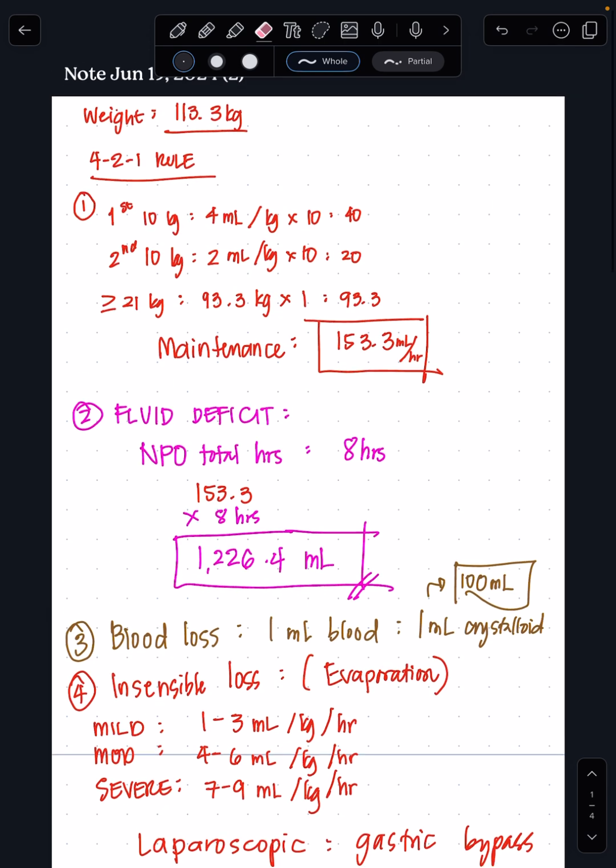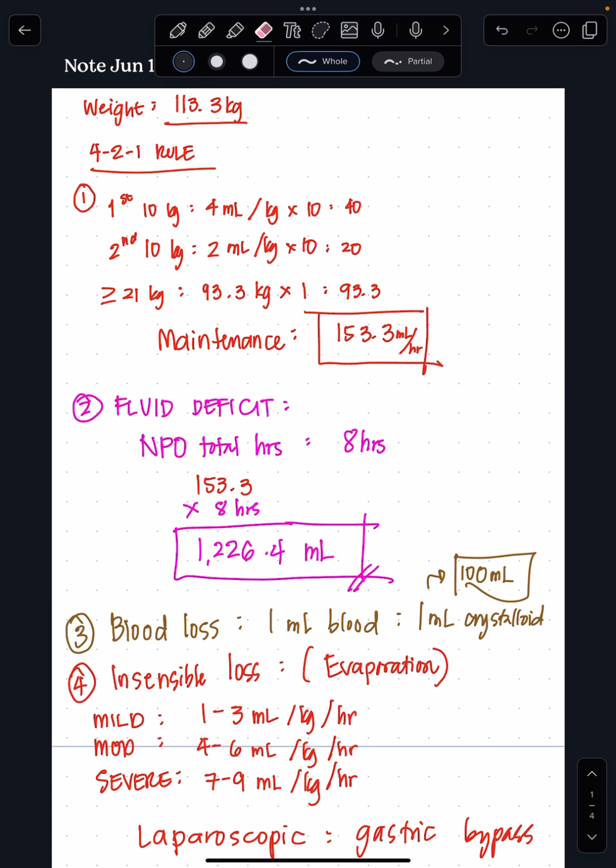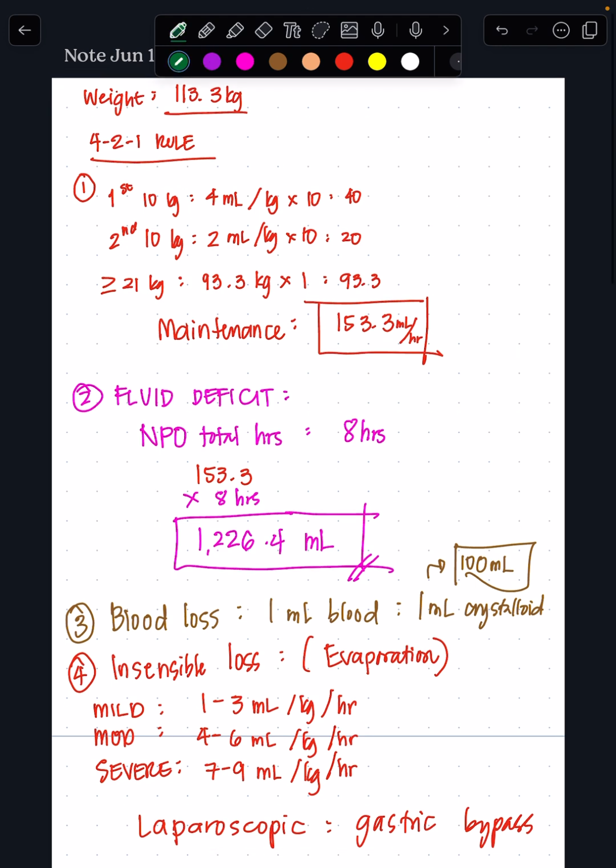I also would like to make sure that I teach you guys how to do the shortcut on the fluid maintenance. There's a shortcut here, which is gonna make your life way easier. So on the 4-2-1 rule, shortcut.